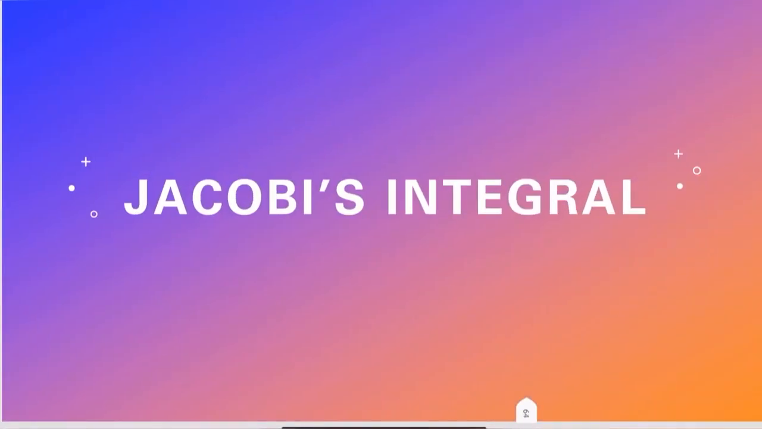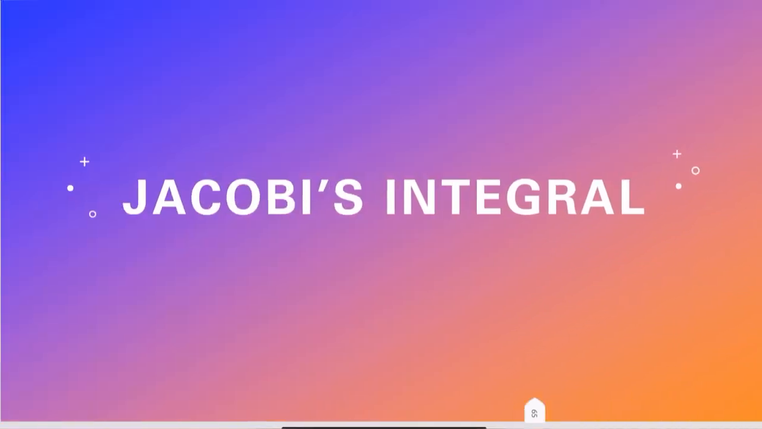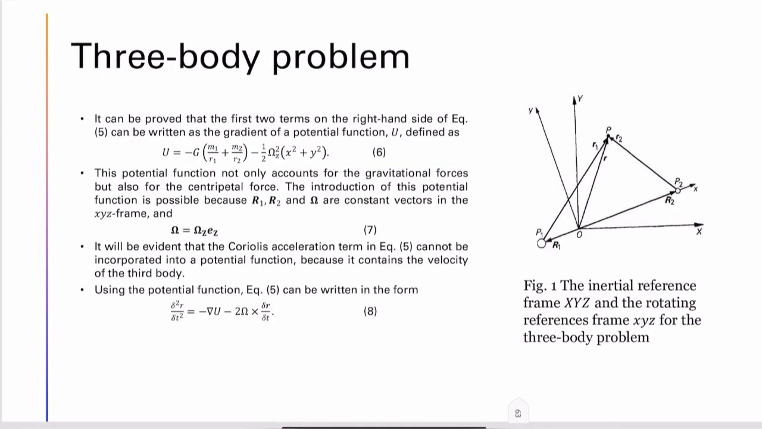So next we are going for the Jacobi's integral. When we come to the case of Jacobi's integral, the Jacobi integral is a fundamental concept in celestial mechanics. So finally, sorry, I have not concluded it. So this is the potential function. Using the potential function, we get the final equation of rotation of the vector. See this r vector, which is nothing but the position of the point P with respect to the frame x, y, z.